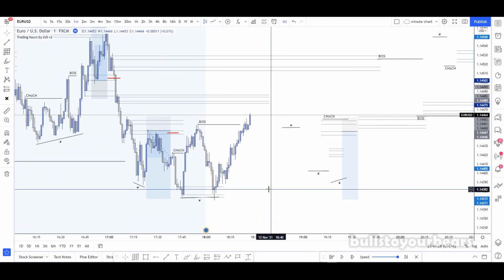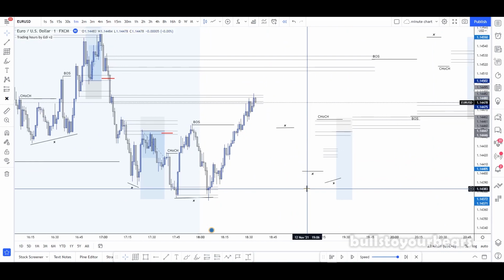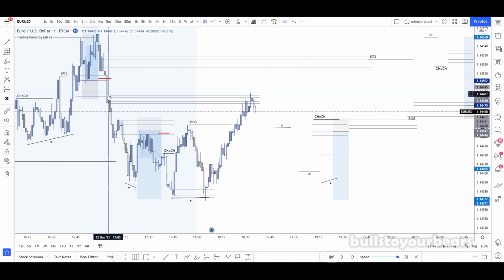Basically they are the same. Mitigation, order flow, they are the same. It's the process of mitigating. So here you can see supply zone here.